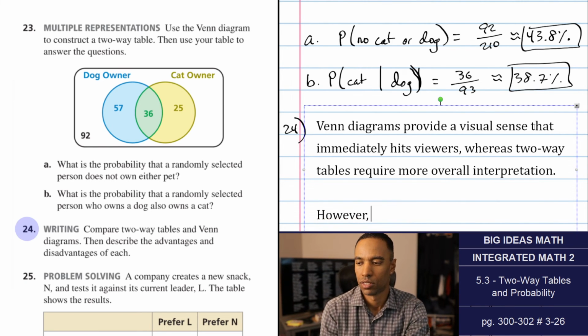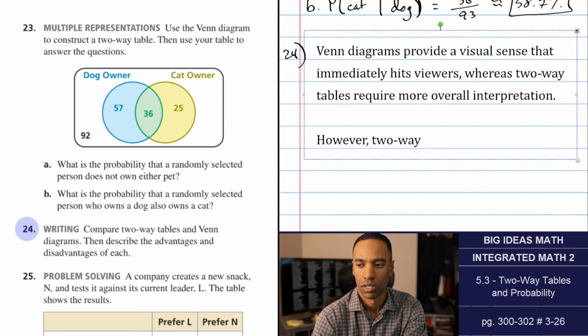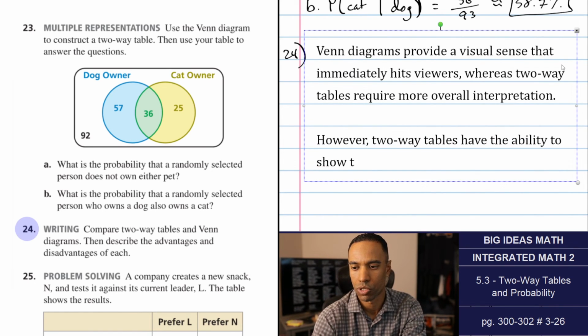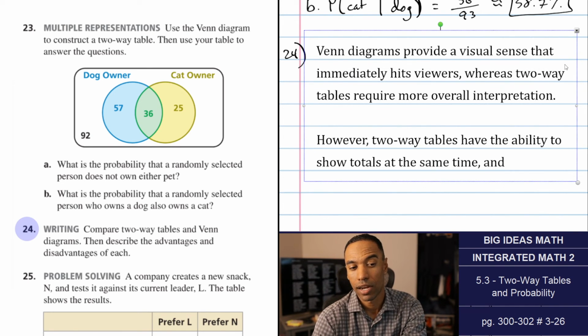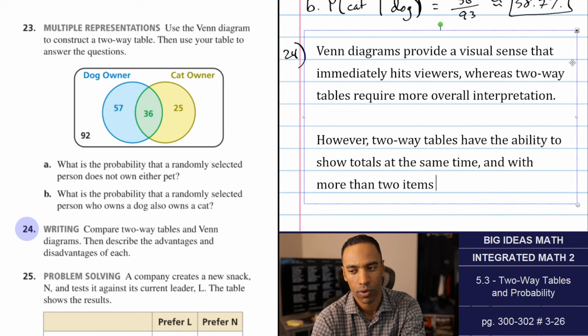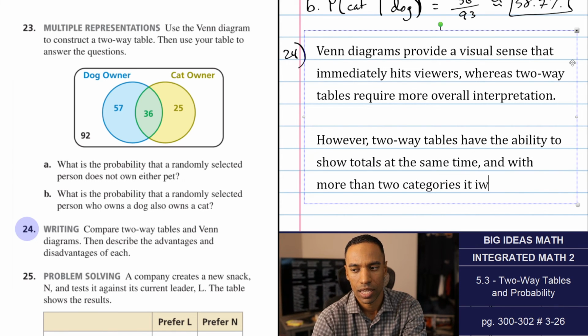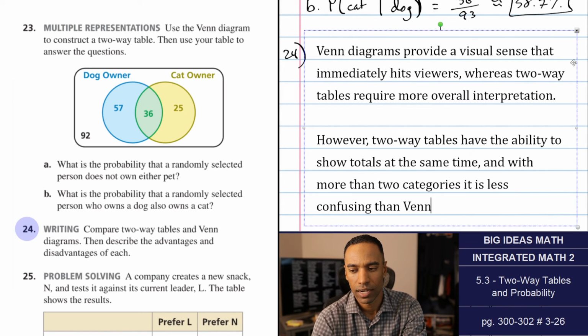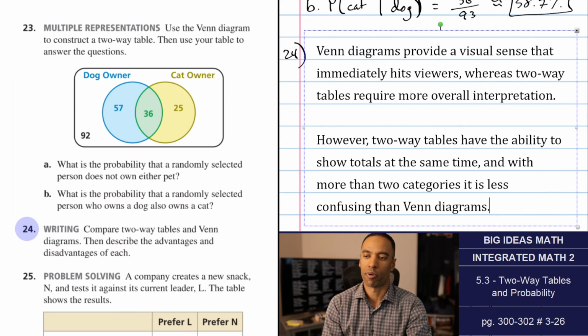two-way tables have the ability to show totals at the same time. And honestly, with more than two items in a category, or categories, I should say, it is less confusing than Venn diagrams. That's a personal opinion.